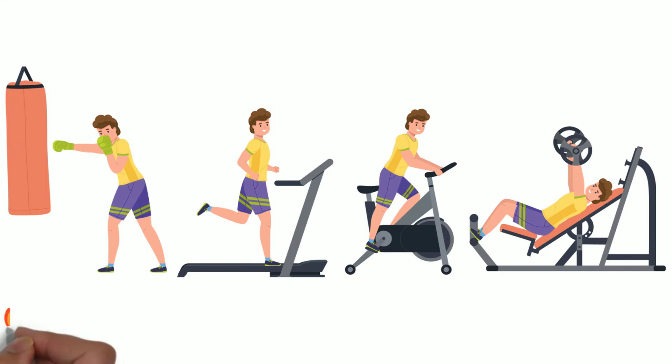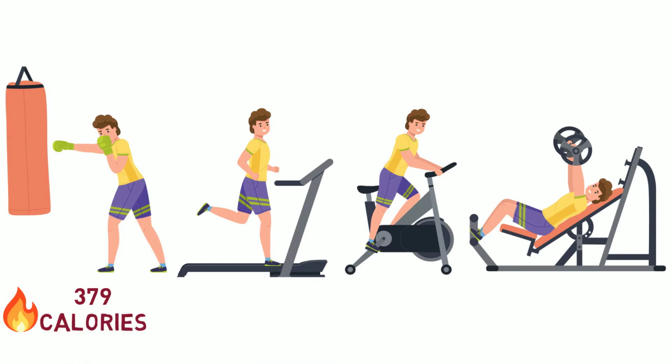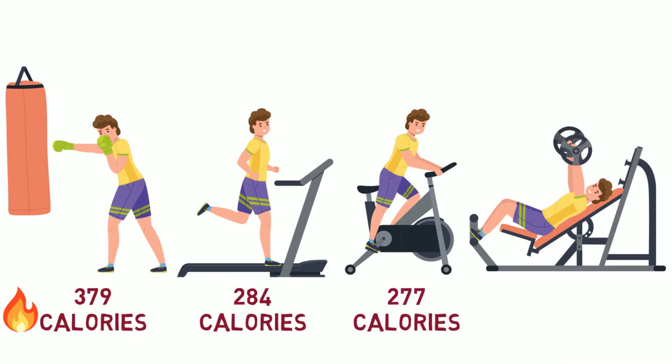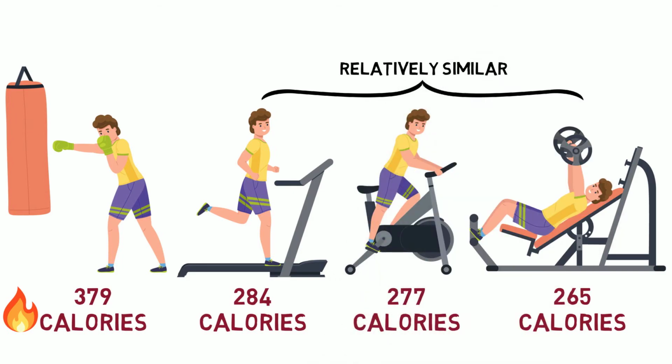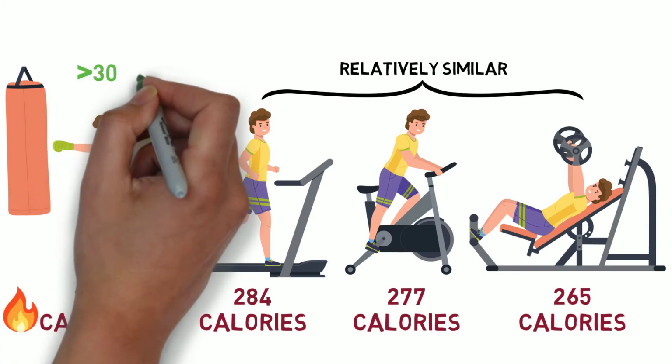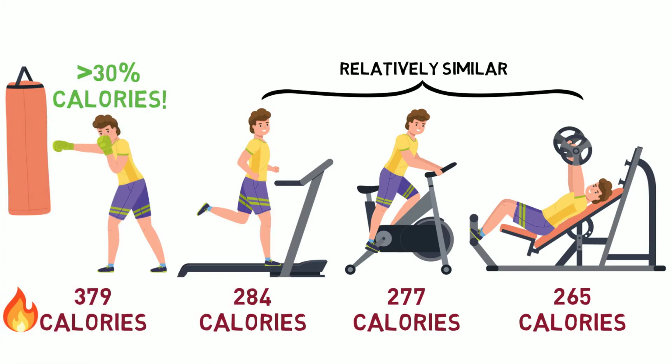The study's results showed that the men burned, on average, 379 calories in the HIIT session, 284 calories in the treadmill session, 277 calories in the cycling session, and 265 in the resistance training session. So, in other words, while traditional anaerobic exercise and aerobic exercise achieved relatively similar caloric expenditure from one 30-minute exercise bout, HIIT was shown to burn approximately 30% more calories than both.